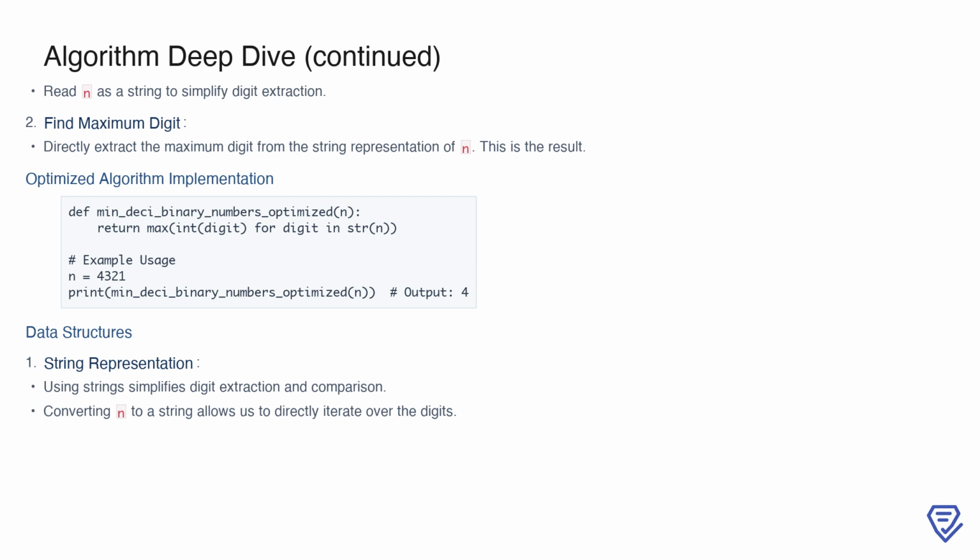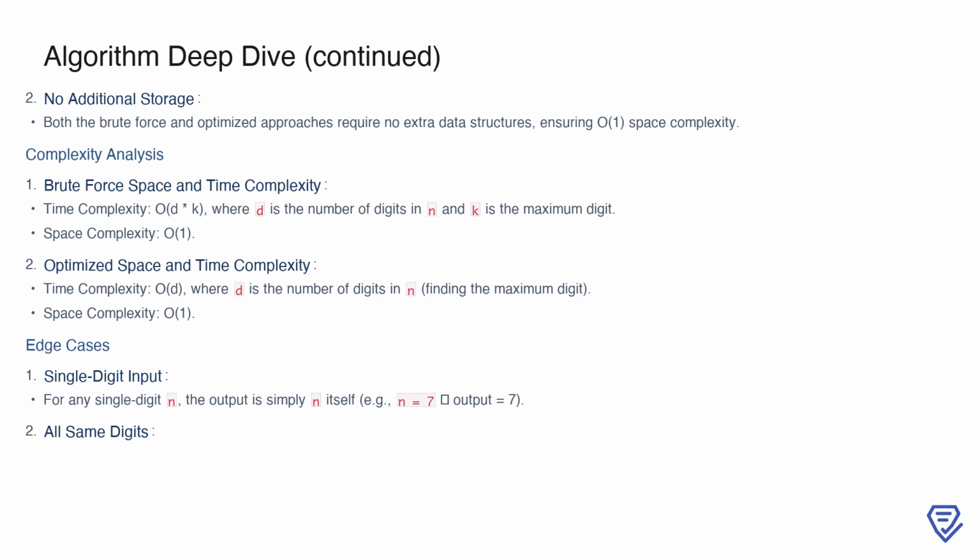This simplified method eliminates the need for iterative subtraction and reduces the complexity of the solution. Using string representation also allows for straightforward digit extraction and comparison. This approach handles the input efficiently and ensures correctness, regardless of the size of n. The optimized algorithm is not only straightforward but also highly efficient in terms of both time and space complexity. Since we are only iterating through the digits of n once to find the maximum, the time complexity is O(d), where d is the number of digits in n.